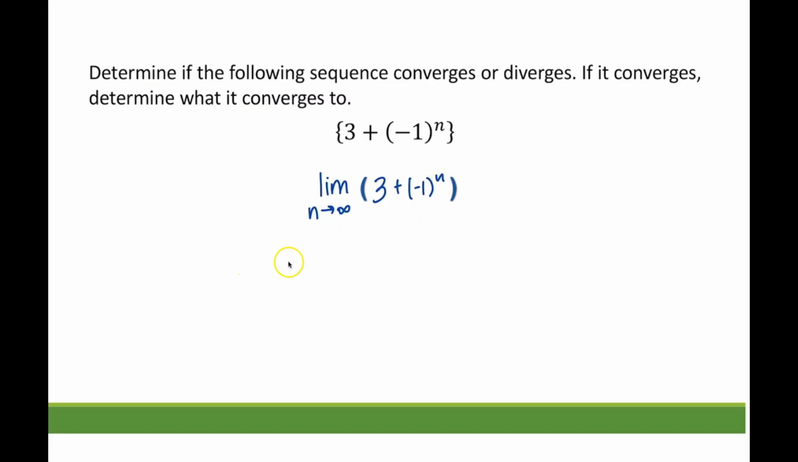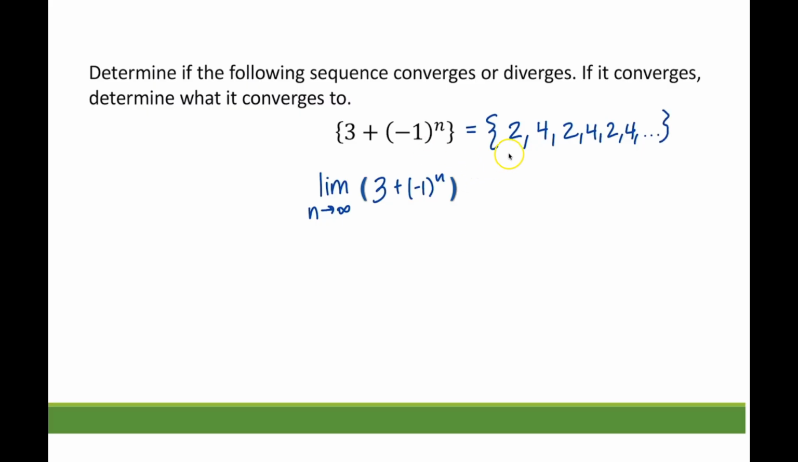So let's actually write out some of the terms in this sequence so we can see what's happening here. If the first number I substitute in is 1, 3 plus -1 is 2. That's a sub 1. Then a sub 2, -1 squared, that's going to be a positive 1. So 3 plus 1 is 4. And then if I plug in 3, -1 cubed, that's -1. So I have 3 minus 1 again, so 2. So I'm going to have 2, 4, 2, 4, 2, 4, and so on.